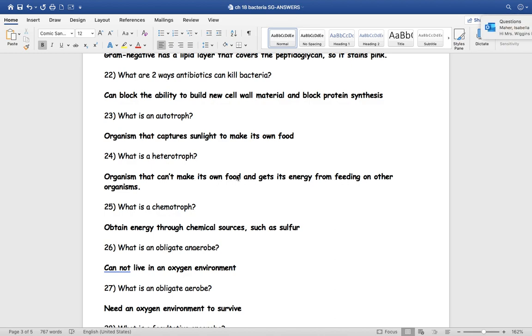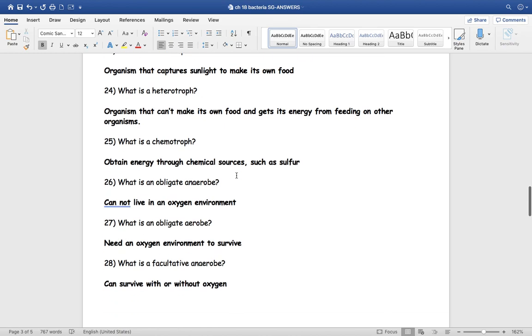Okay, so here's another classification of it. Chemotroph. It obtains energy through chemical sources such as sulfur. Okay, so this should be chemoautotroph. They get their chemical food through sulfur and stuff.